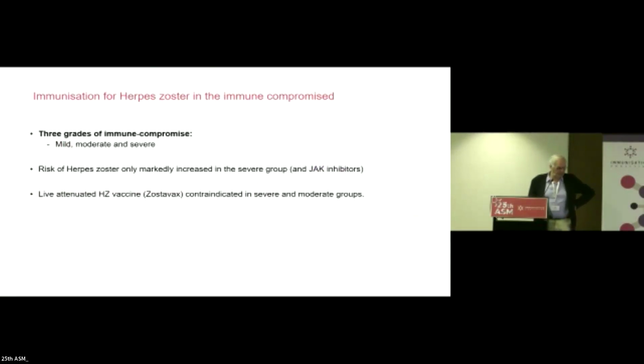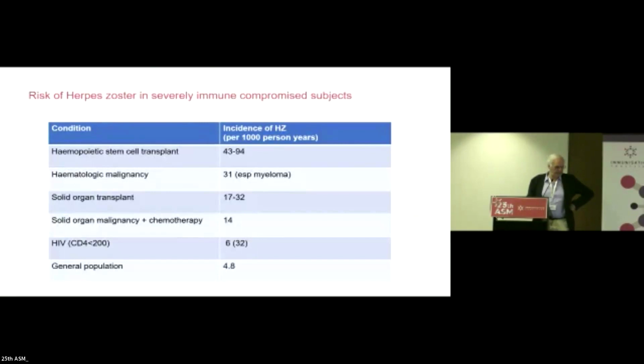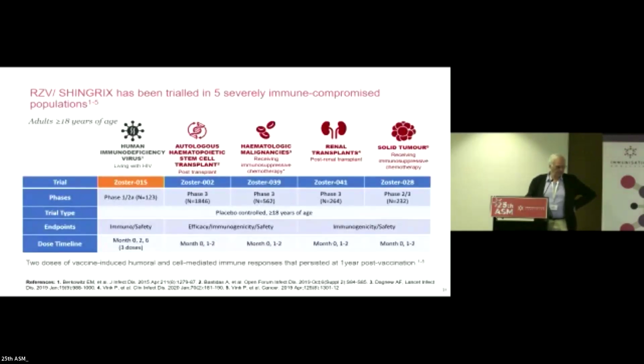When we look at the immune-compromised people, who are the other group at risk, we look at mild, moderate, and severe. It's really the moderate and severe group who are at risk of complications of herpes zoster and JAK inhibitors, and the live attenuated vaccine is contraindicated in these particular groups. This simply shows you the hierarchy of susceptibility of these different types of immune compromise: hematologic malignancy, stem cell transplantation, solid organ transplant, chemotherapy for solid tumors, and lastly, HIV.